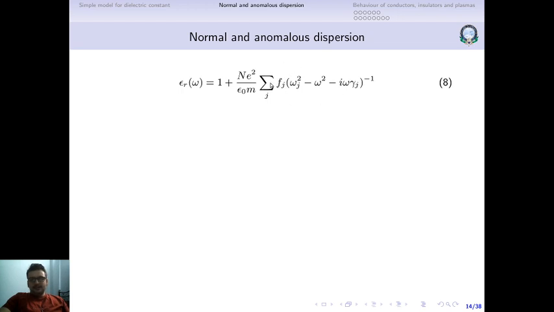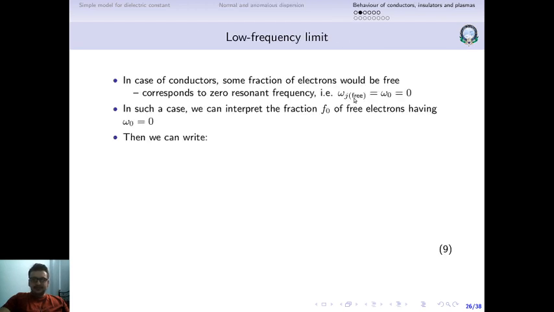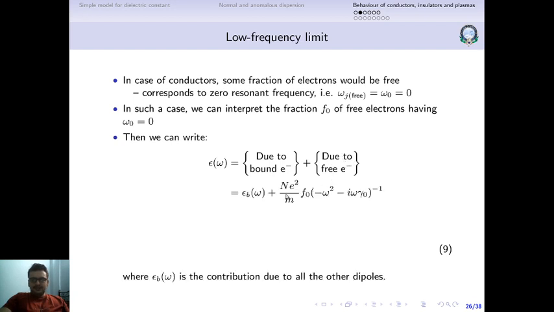Out of this summation, that particular term alone we'll just pull out, and whatever is left we'll club together and call it the contribution due to the bound electrons. So there is the contribution of the bound electrons and the contribution of the free electrons. The contribution of the free electrons will be that term from equation number 8 which we have pulled out of the summation, and everything else which has been left behind we club together and call epsilon b. So epsilon b is basically the contribution due to all the other oscillating dipoles.